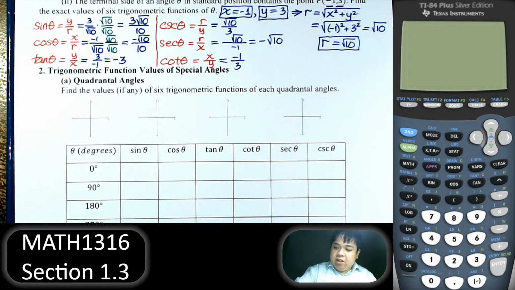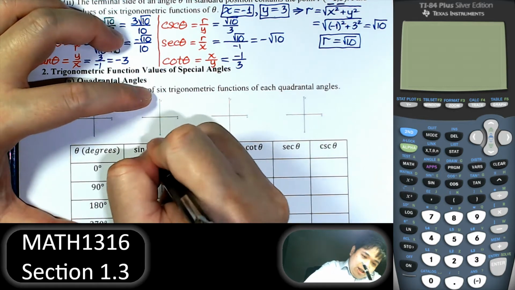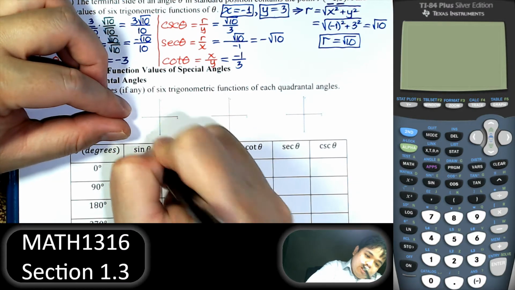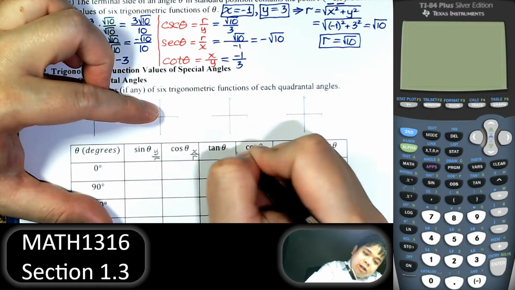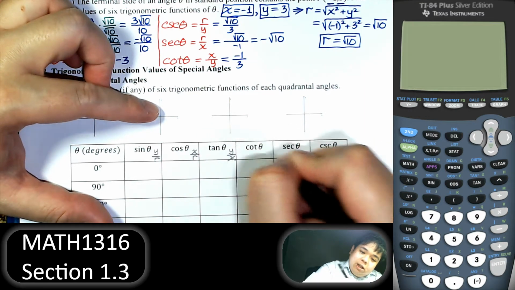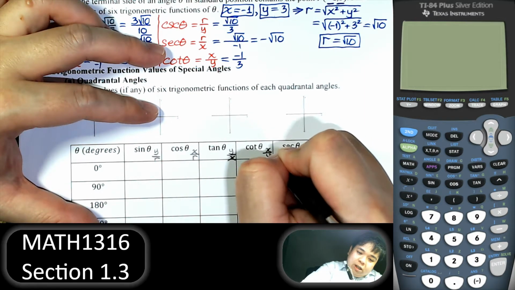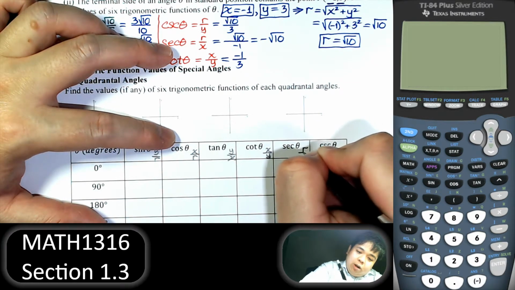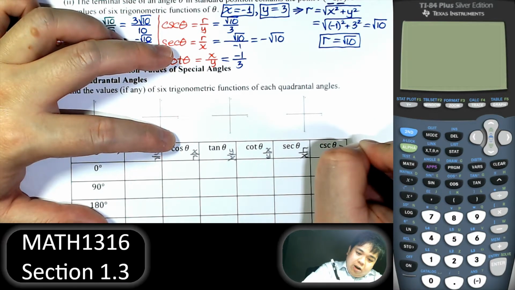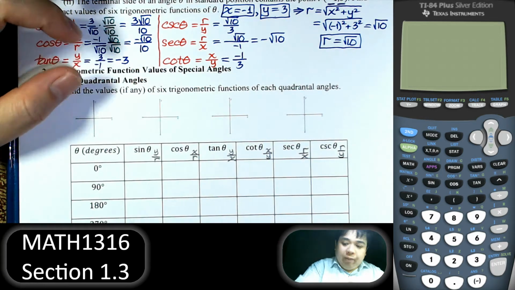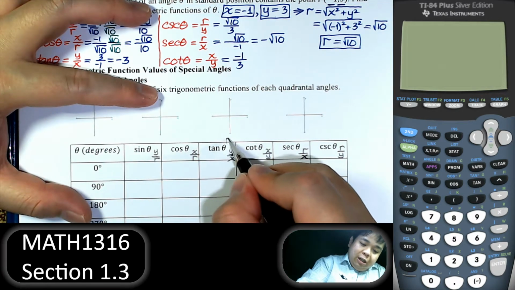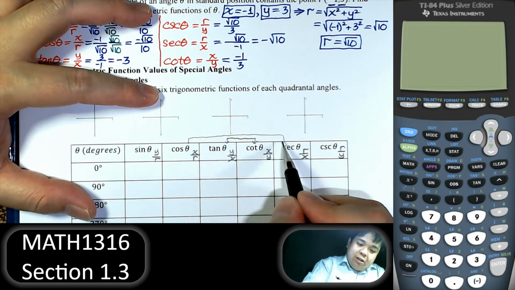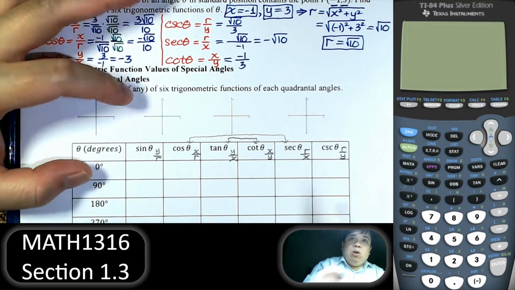By the way, let's write the definition. Sine is y over r, cosine is x over r, tangent is y over x, cotangent is x over y, secant is the reciprocal of cosine, r over x, and cosecant is r over y. So those are the ratios. Table. These two are reciprocals of each other. These two are reciprocals of each other. And the last two are reciprocals of each other.